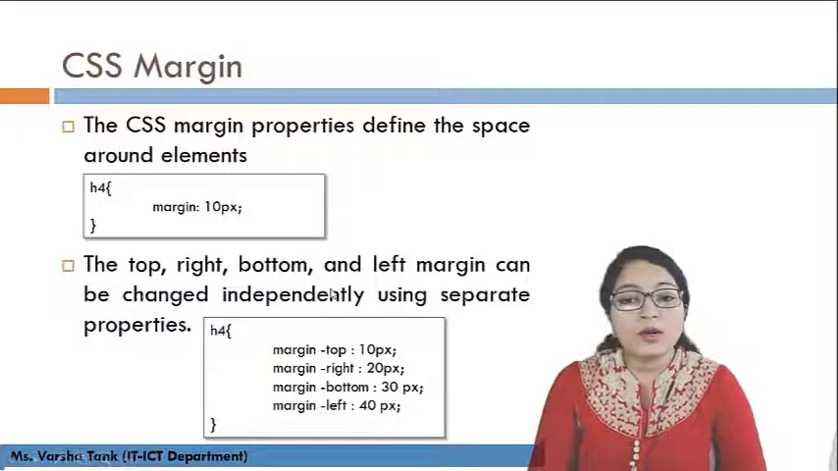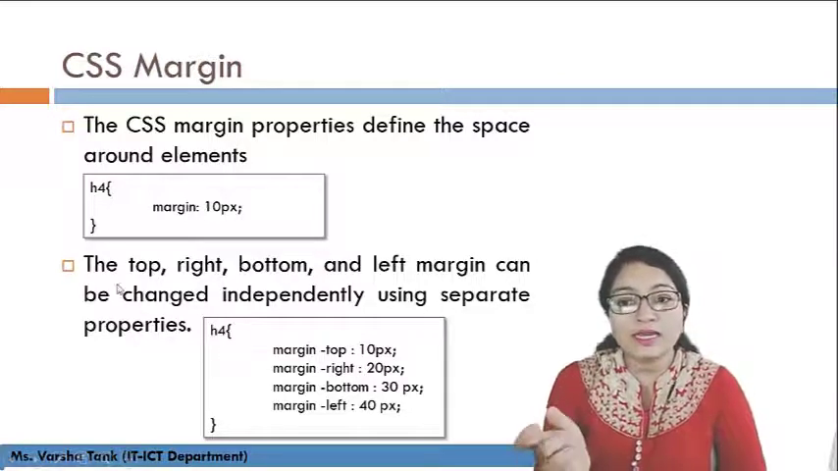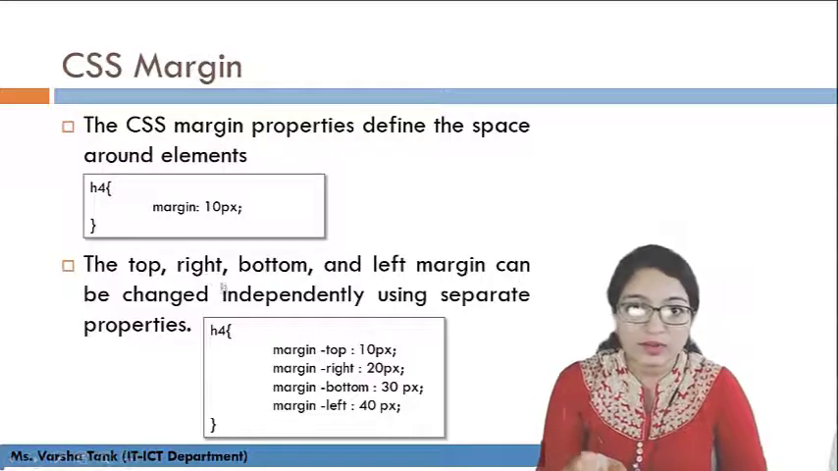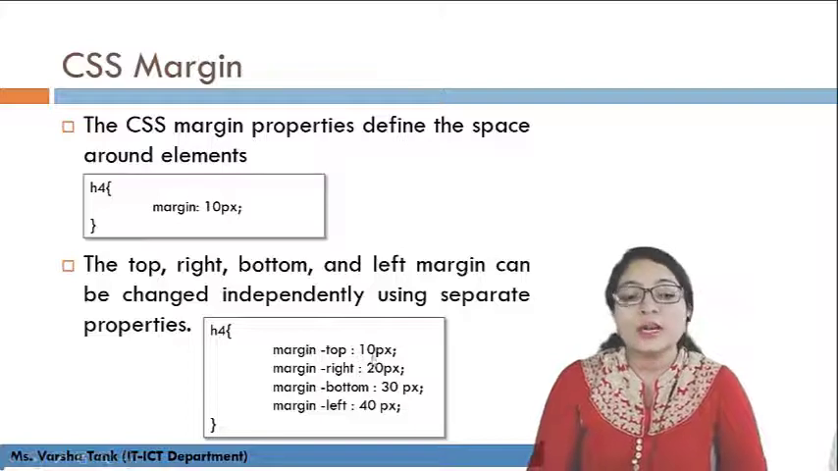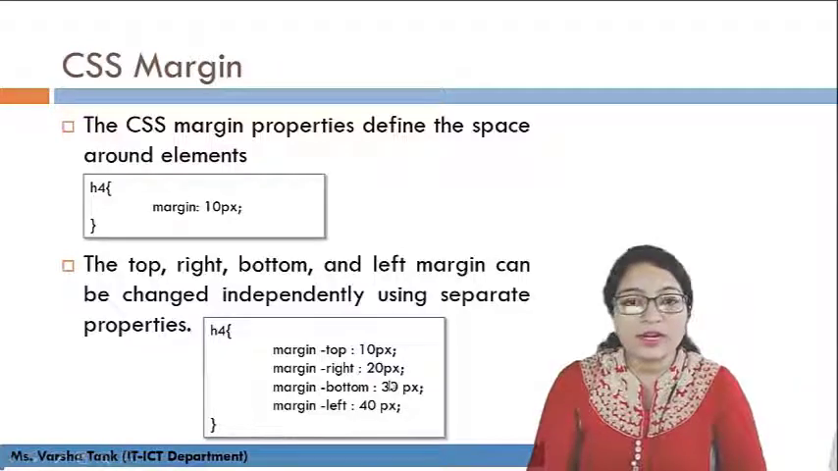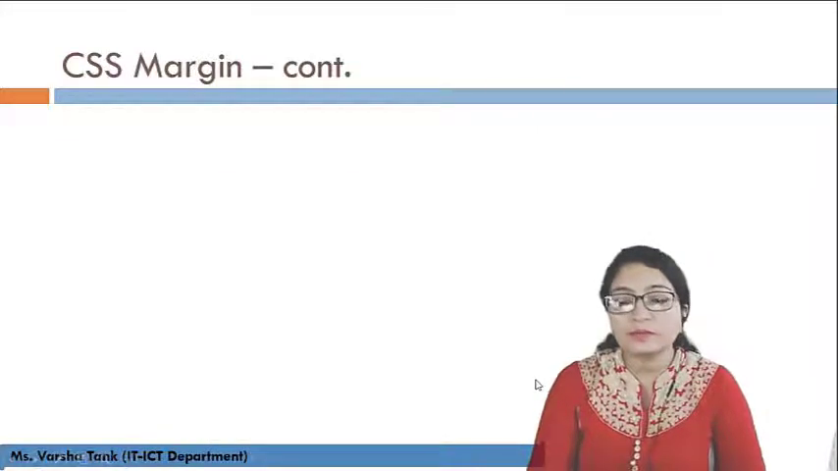The top, right, bottom and left margin can be changed independently using the separate property, or you can write the shortened property. The first value will be considered top, next right, then bottom, and next left. So margin top is equal to 10 pixel, margin right is equal to 20 pixel, margin bottom is equal to 30 pixel, and margin left is equal to 40 pixel.